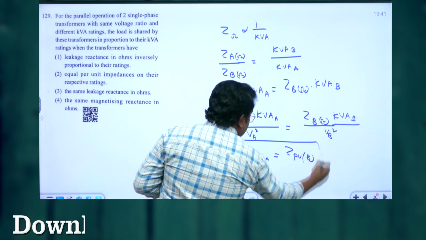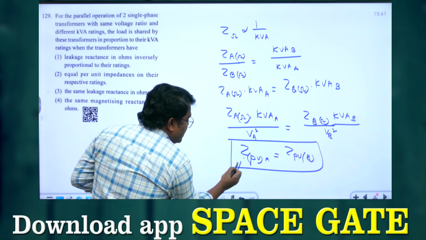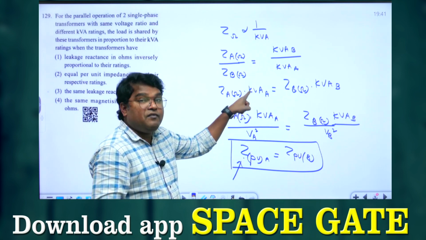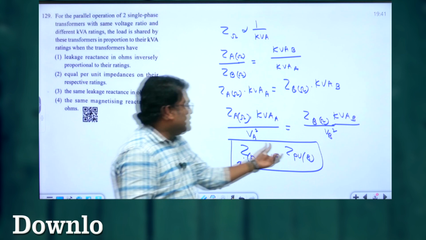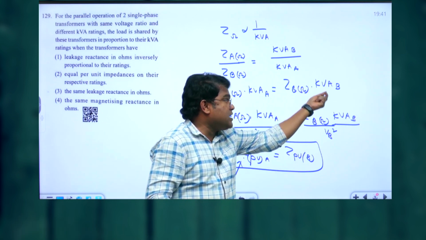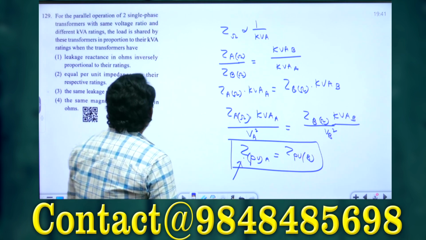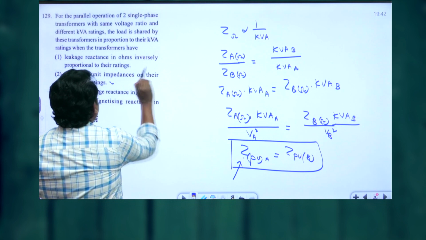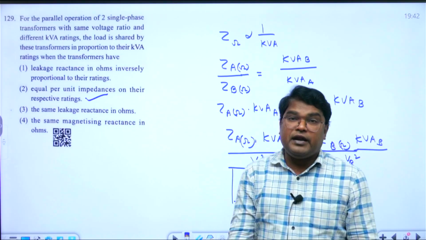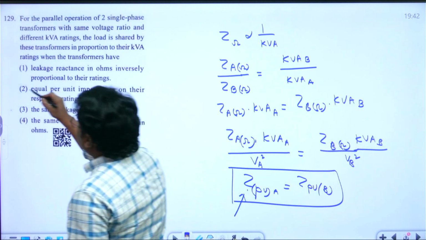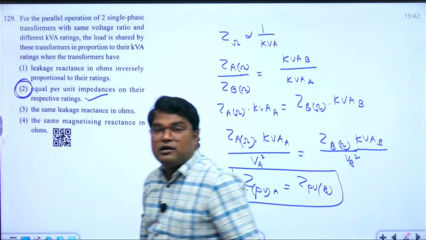So what I conclude here is that this is the per unit impedance of transformer A corresponding to the kVA rating of transformer A, and this one is the per unit impedance of transformer B corresponding to the kVA rating of transformer B. So there is equal per unit impedance on their respective kVA ratings of the two transformers. Which option is suitable for this question? Option 2 is correct.